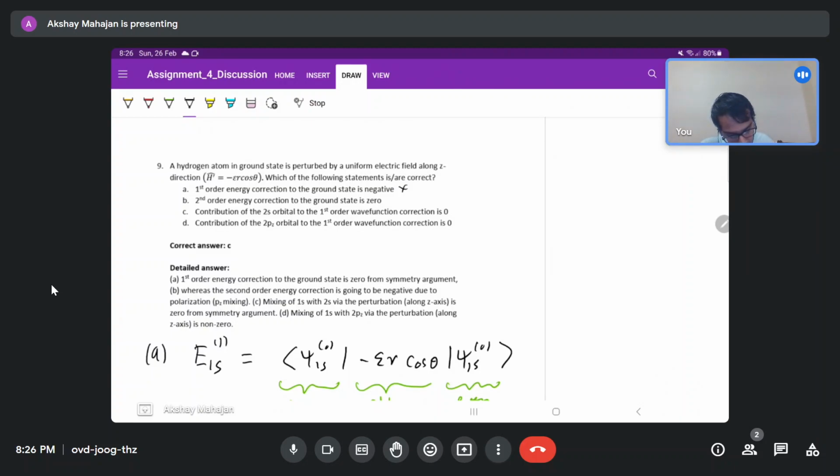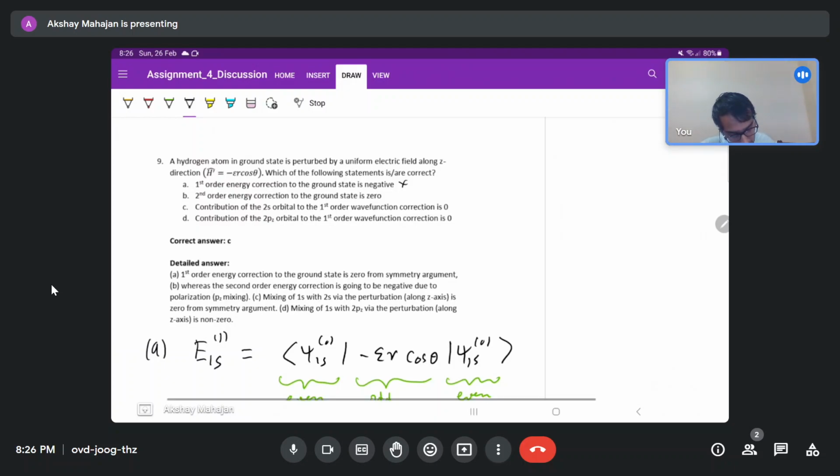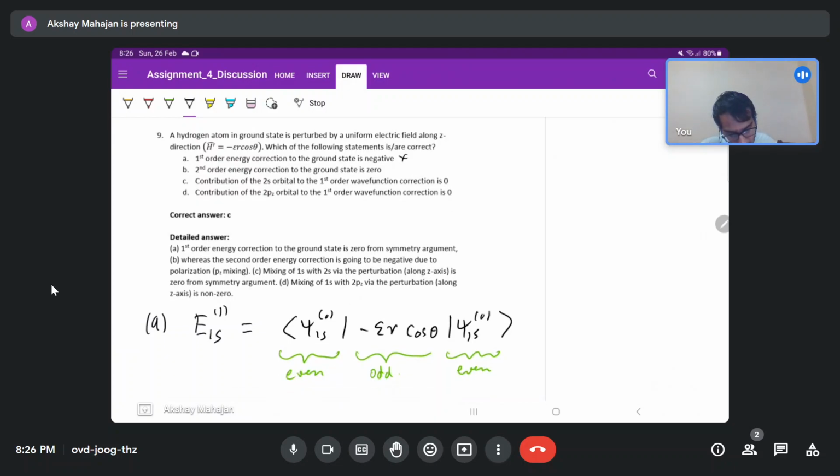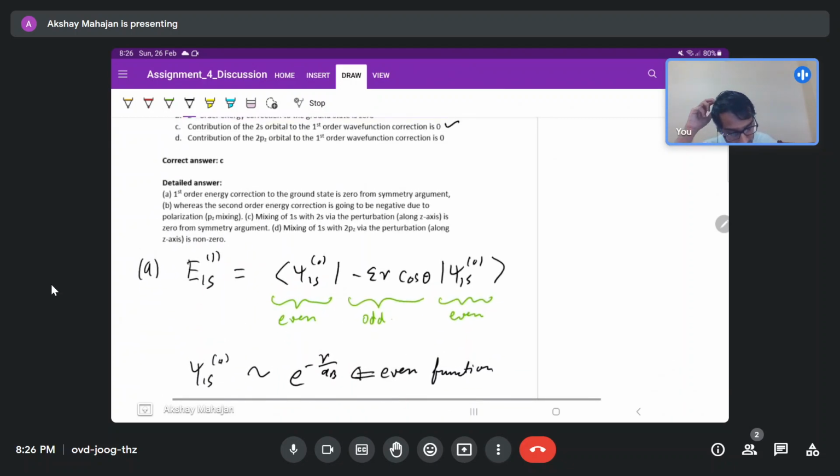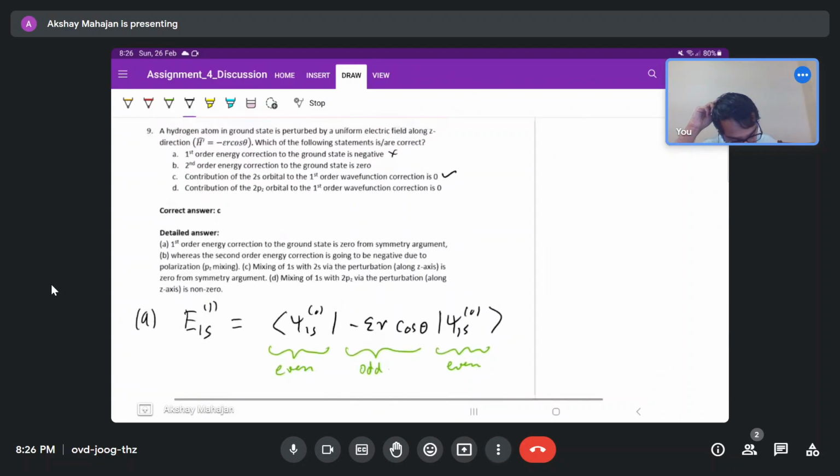And C: the contribution of the 2s orbital to the first order wave function is 0. In 1s to 2s, the perturbation is 0, so C we can say is correct, because we have proved that this kind of integration is 0. We have this kind of equation, and it is asking whether the contribution of the 2s orbital, which will also have similar symmetry as psi 1s, to the first order wave function correction is 0.